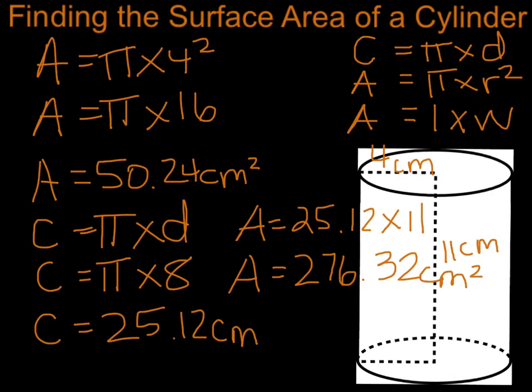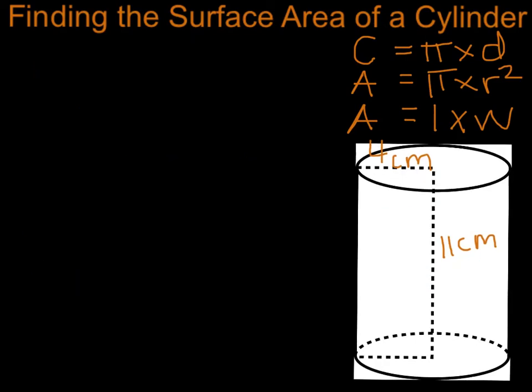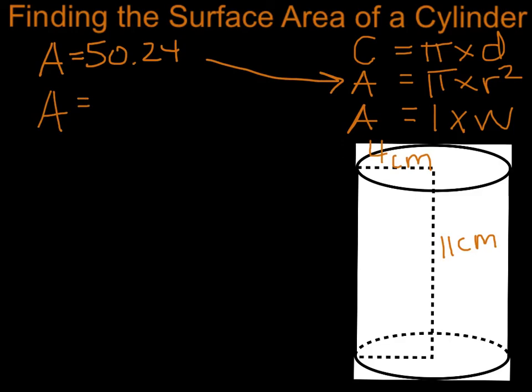Now I have to find the surface area of my entire cylinder. Here are the numbers I am going to keep. I will need to use area equals 50.24, which is the area of the circles on the top and the bottom. And I will also need to use area equals 276.32, which is the area of the rectangle around the outside.